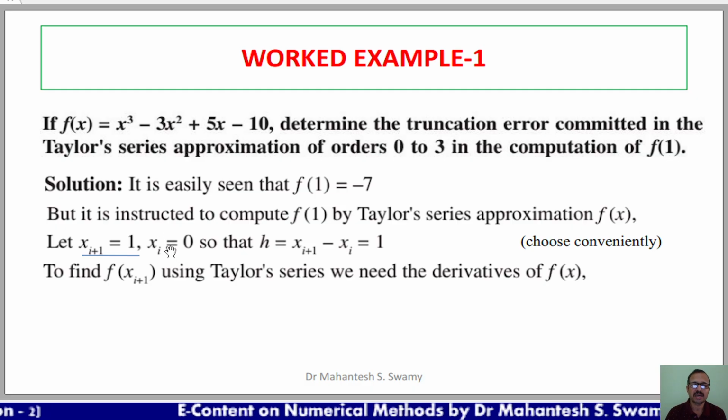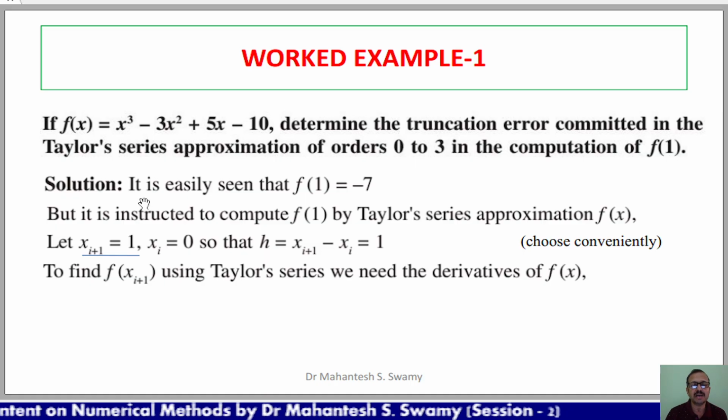This is our guess. This is our choice. We choose this value based on our data. See, this will be given. The point at which the Taylor series is required is 1, that is given. By looking at this, we can choose the point xi to be 0 conveniently. And if you do so, h is xi plus 1 minus xi, that is 1 minus 0, which is 1. So the h value here is 1.